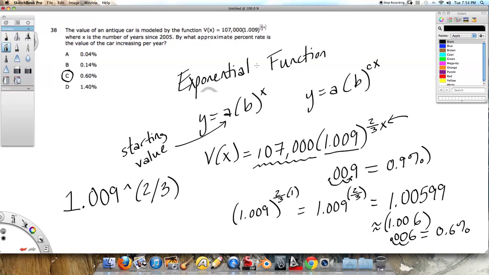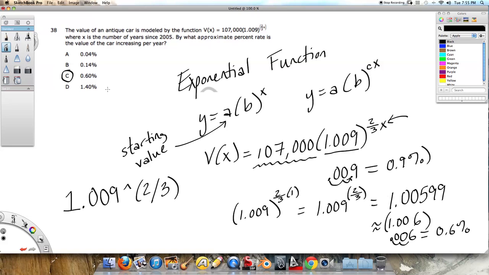So a little complicated here. That's probably why this question was thrown out, because we've not seen any problems like this this year. But if you do see something, that's okay. If it's asking how much it is going up per year, plug in 1 year, see what actually happens to the rate when you raise 1.009 to the 2/3, and then take that 0.006 and convert it to a percent, and that gives us how much the car is increasing per year.